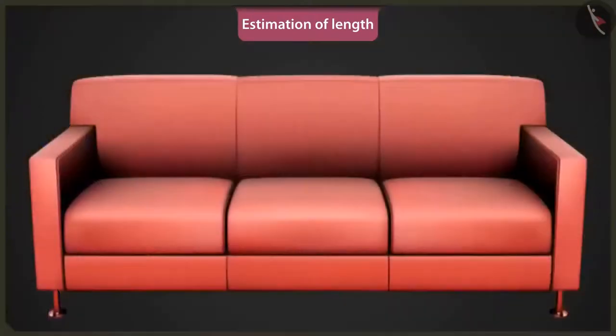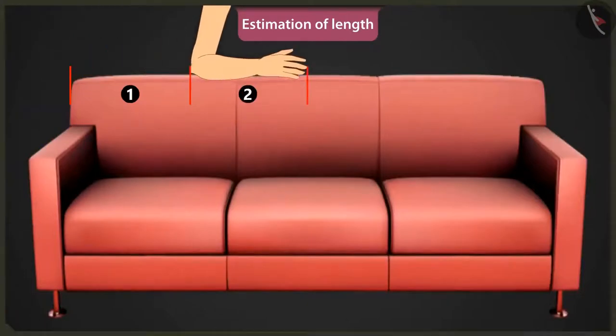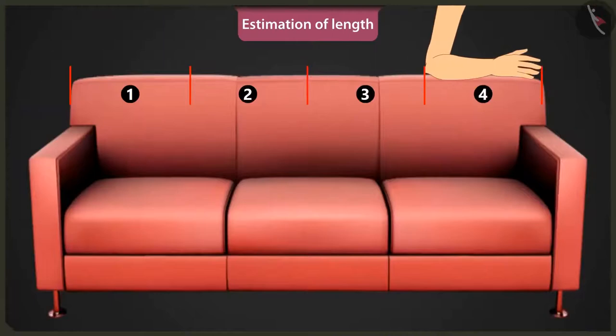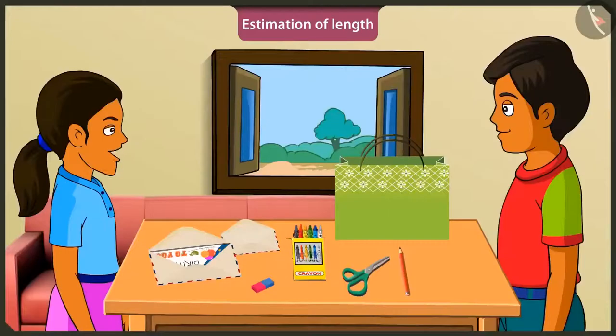Yes. Look, this is one arm's length. This is two arms, three arms. This is four arms' length. So the length of this sofa is equal to 4 cubits. Wow, brother! You even measured the sofa. Wow!